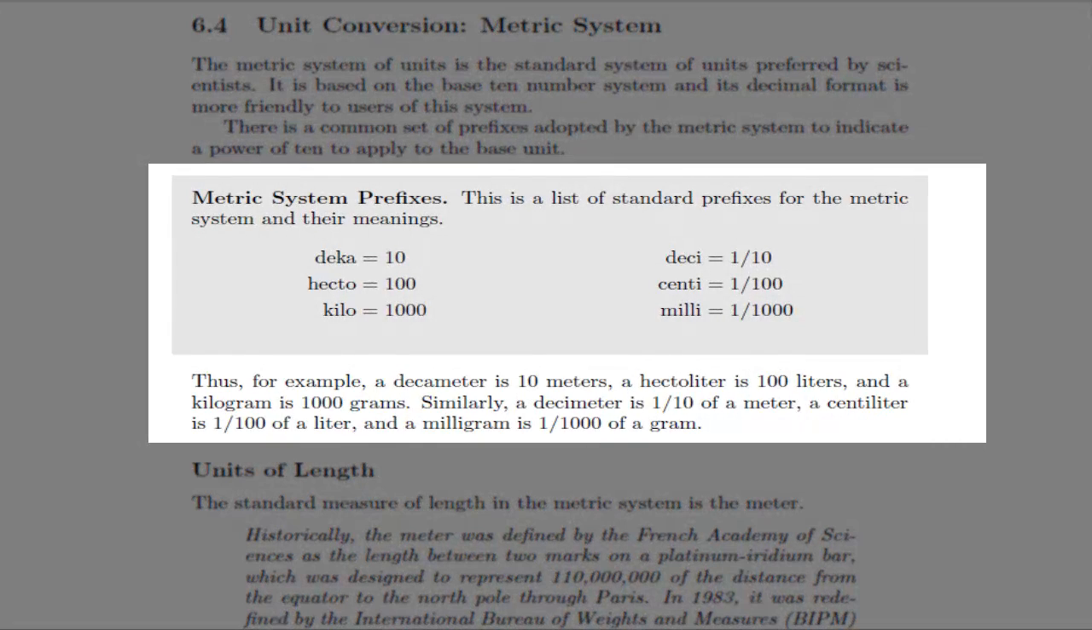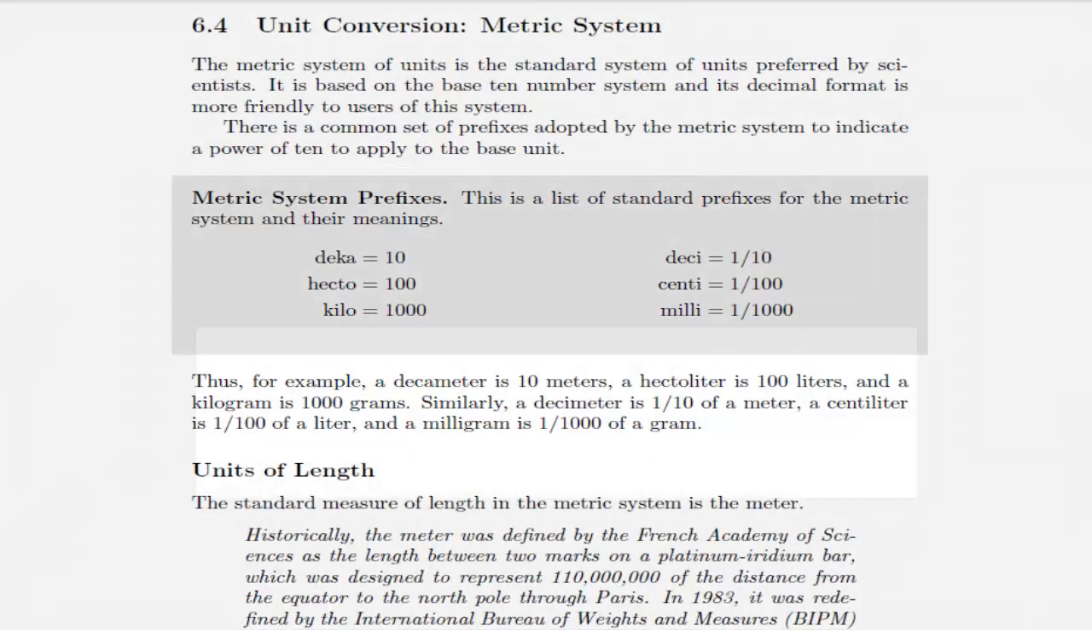Metric system prefixes. This is a list of standard prefixes for the metric system and their meanings. Deca equals 10, deci equals 1 over 10, hecto equals 100, centi equals 1 over 100, kilo equals 1000, milli equals 1 over 1000. Thus, for example, a decameter is 10 meters, a hectoliter is 100 liters, and a kilogram is 1000 grams. Similarly, a decimeter is 1 over 10 of a meter, and a centiliter is 1 over 100 of a liter, and a milligram is 1 over 1000 of a gram.